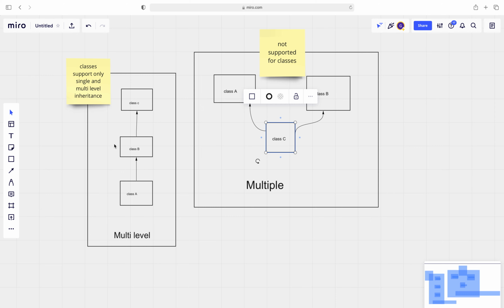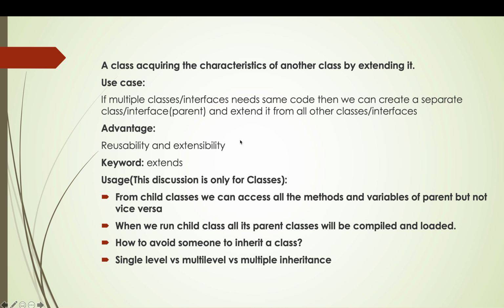If you see multi-level inheritance, single level and multi-level are supported by classes and interfaces. But multiple inheritance is not supported by classes. That is a limitation, and there is a reason behind that. It will create a diamond problem, and that part we will cover in another video. So classes don't support multiple inheritance, but only interfaces can support multiple inheritance. Okay, next one.